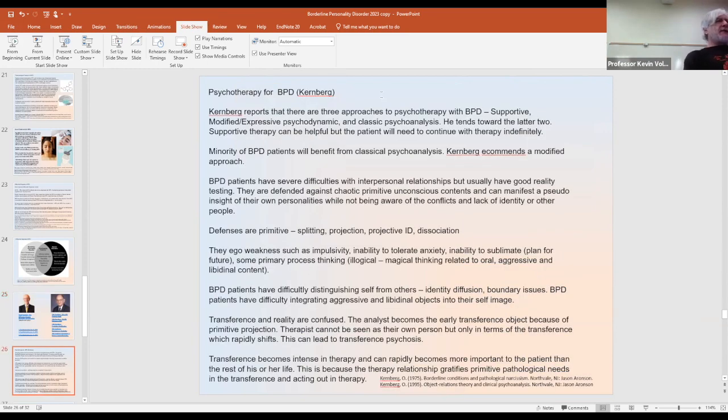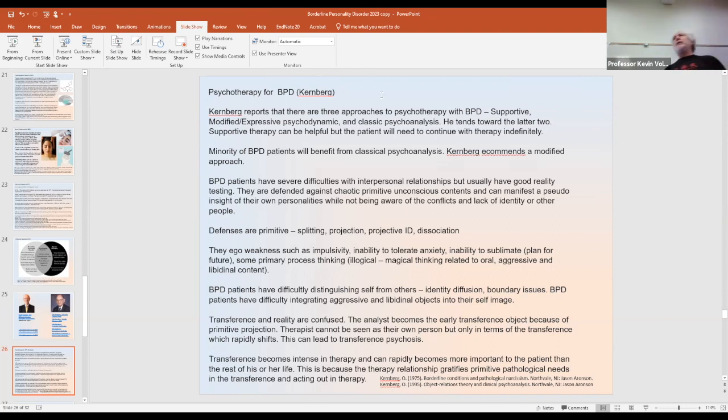Psychotherapy for BPD. Very quickly, Kernberg says there are three approaches to psychotherapy for BPD: supportive, modified expressive psychodynamic, and classic psychoanalysis. He tends toward the latter two. In later work, he's much more integrative with supportive therapy, things like CBT and DBT. More recently, he's really talked much more about doing integrative therapy. And he thinks that supportive therapy is helpful, but the patient will need to continue the therapy indefinitely.